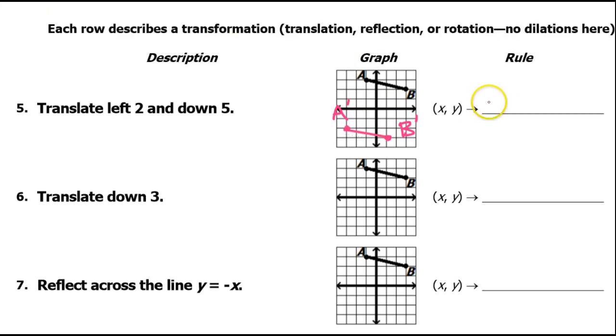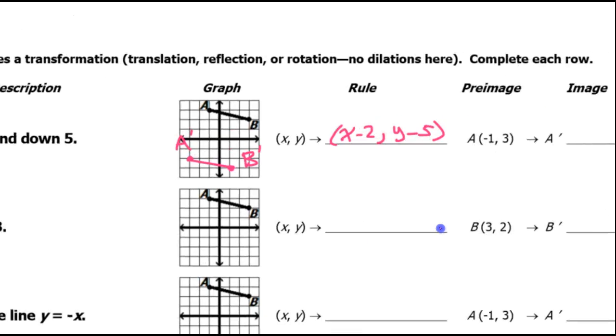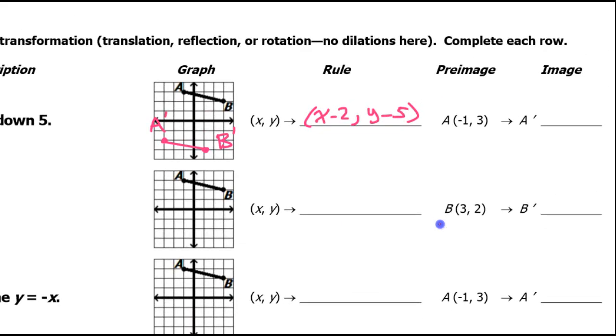The rule. So left 2 is x minus 2. Down 5 is y minus 5. Okay, A prime, so I could just look at A prime on my graph and I know that it is negative 3, negative 2. So I know that's going to be the answer. Let's practice using the rule though. So if I did minus 2 and minus 5. So negative 1 minus 2 is negative 3. 3 minus 5 is negative 2.